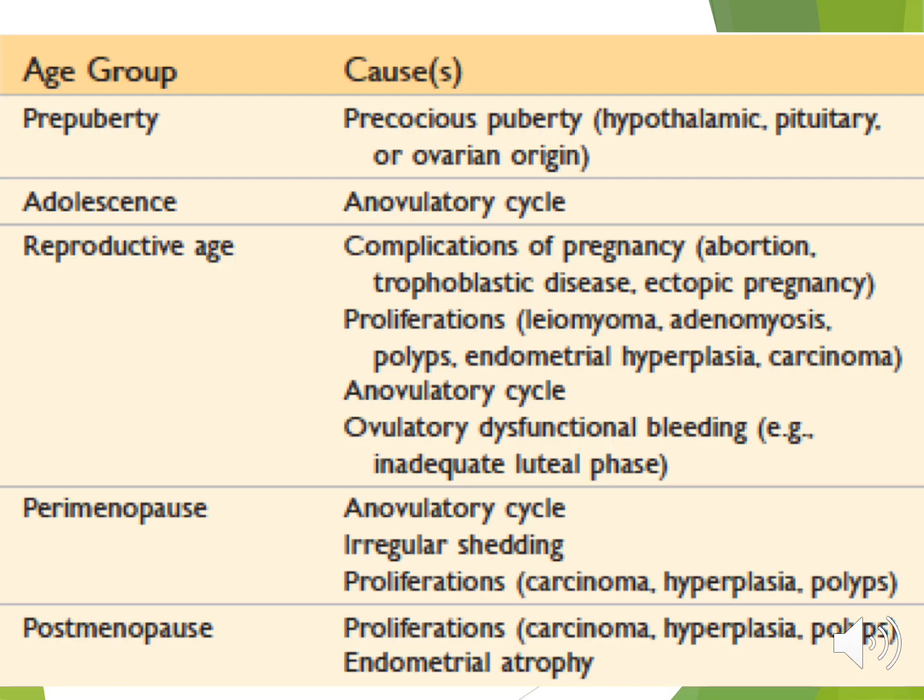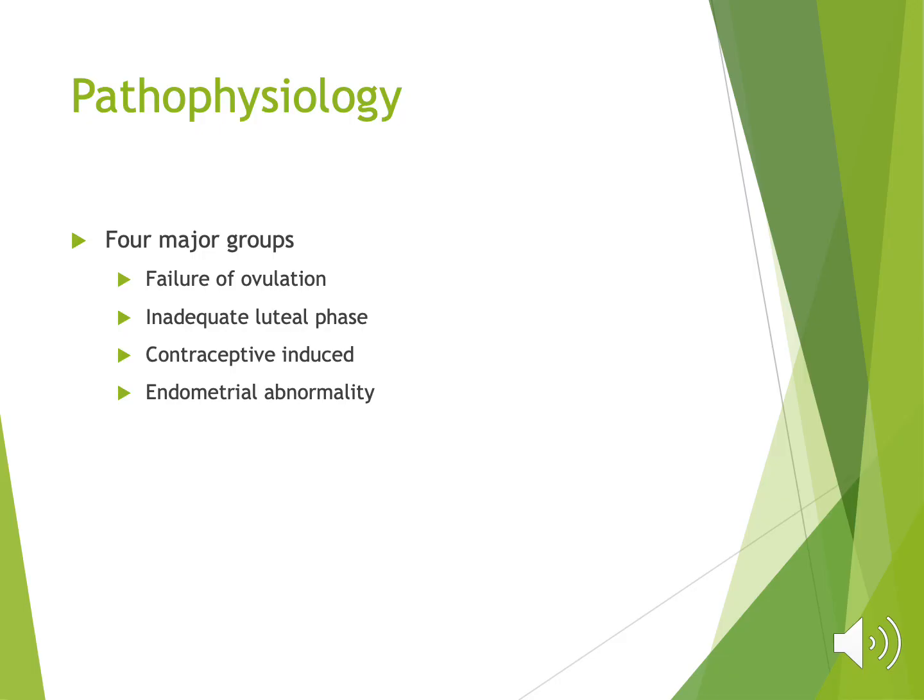Causes of abnormal uterine bleeding are heavily dependent on the age of the patient. For example, during adolescence and perimenopause, anovulatory cycles are very important etiologies for abnormal uterine bleeding, while postmenopausal bleeding is more worrisome and should indicate more investigations to rule out more serious problems such as carcinoma. The pathophysiology of abnormal uterine bleeding can be categorized into four major groups: failure of ovulation, inadequate luteal phase, contraceptive-induced, and endometrial abnormality, such as polyp or carcinoma.